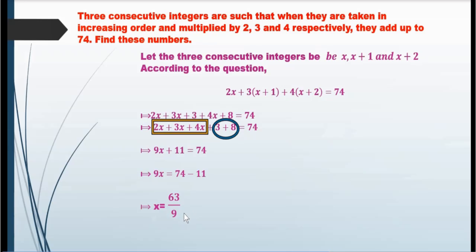Transpose 9 to RHS, it will move to the denominator. You get x is equal to 63 upon 9. 9 7s are 63. The first number will be 7. The second will be 7 plus 1, 8. And the third will be 7 plus 2, 9. And the three numbers consecutively will be 7, 8 and 9, which are the three required integers.